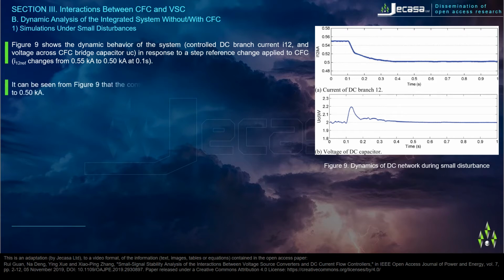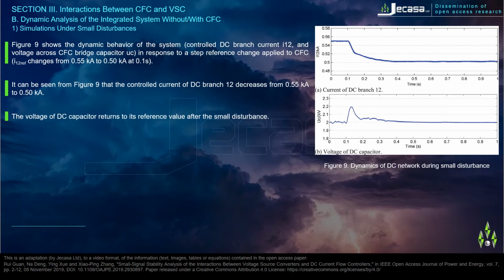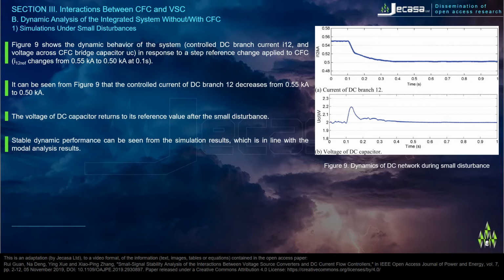It can be seen from Figure 9 that the controlled current of DC branch 12 decreases from 0.55 kA to 0.50 kA. The voltage of DC capacitor returns to its reference value after the small disturbance. Stable dynamic performance can be seen from the simulation results, which is in line with the modal analysis results.